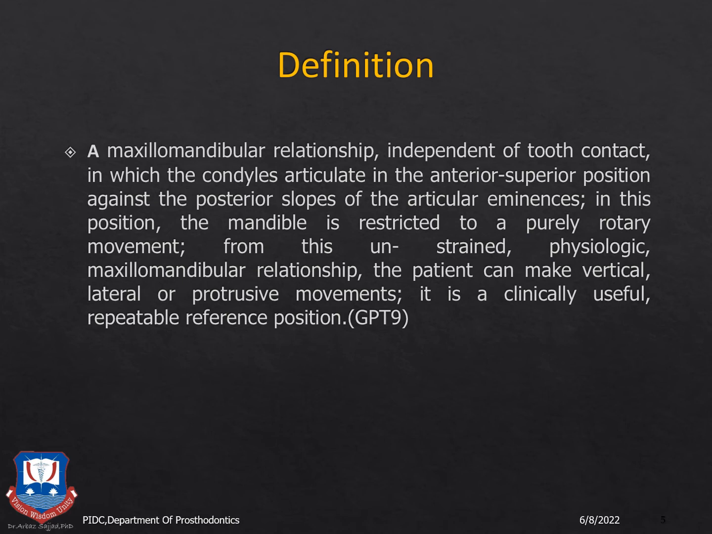Coming to the definition of centric relationship. It is a maxillomandibular relationship independent of tooth contact in which the condyles articulate in the anterior-superior position against the posterior slopes of the articular eminence. In this position, the mandible is restricted to a purely rotatory movement. And from this unrestrained physiologic maxillomandibular relationship, the patient can make vertical, lateral, and protrusive movements. It is a clinically useful, repeatable reference point according to GPT-9.